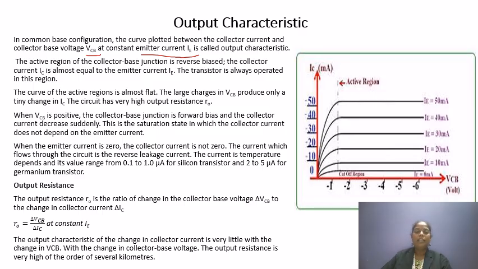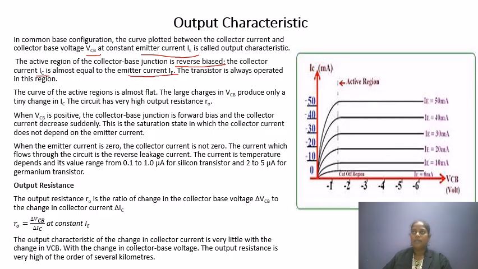So the active region of the collector base junction is reverse bias. We already discussed J1 is forward bias, J2 is reverse bias. Here the J2 is nothing but the collector base. So in this case of common base, the collector base is the output, so it is reverse bias. So the collector current IC is almost equal to the emitter current.